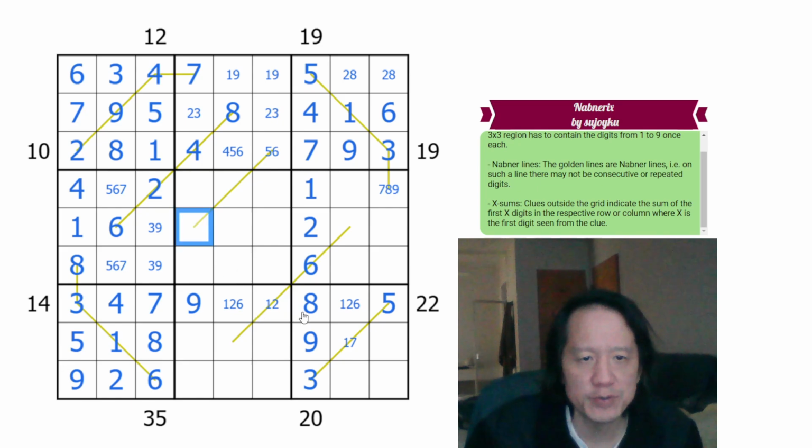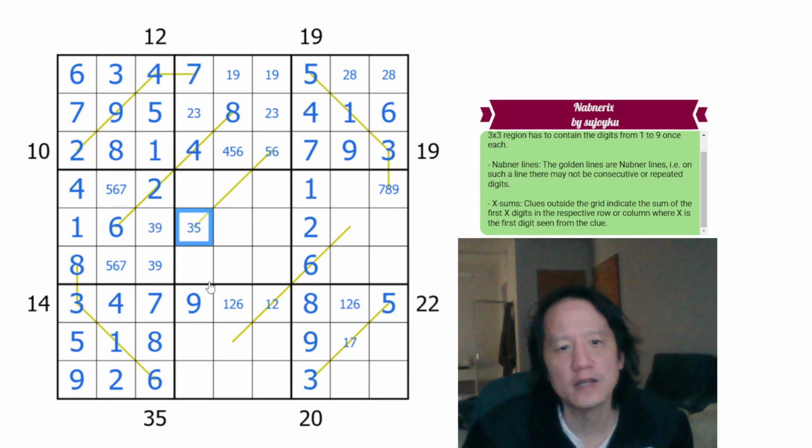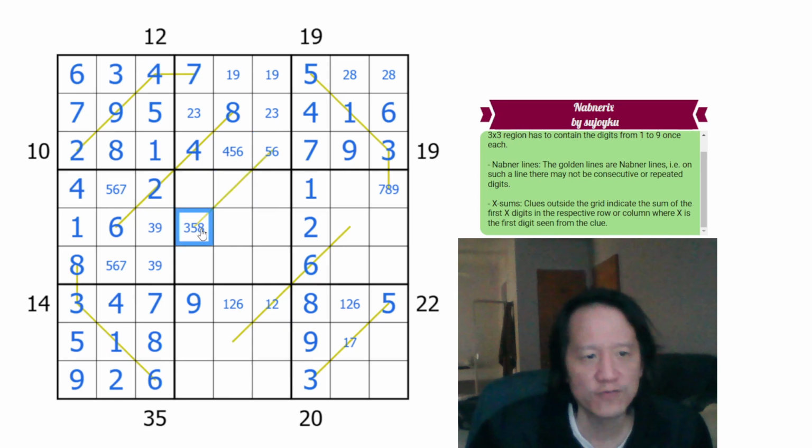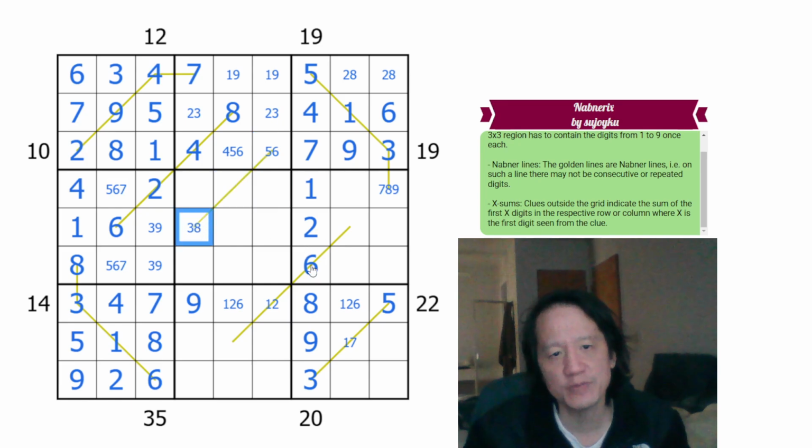What can these be? This cannot be 1, 2, could be 3, can't be 4, could be 5, but can't be 6 or 7, and it could be 8. If this were 5, that would mean this would have to be a 6 on the Nabner line because you can't have repeats, but then those are consecutive, so therefore that wouldn't work for that Nabner line either, so this can't be 5.